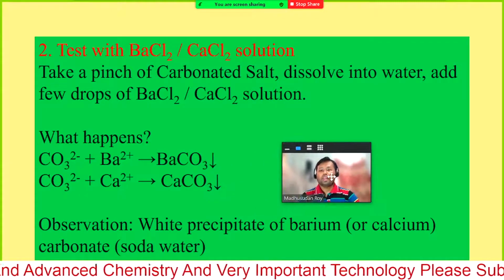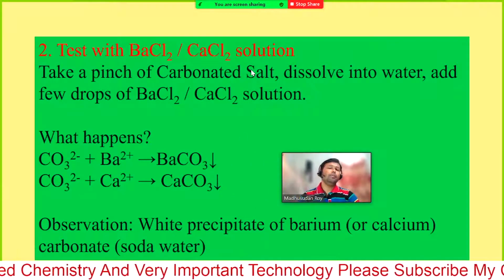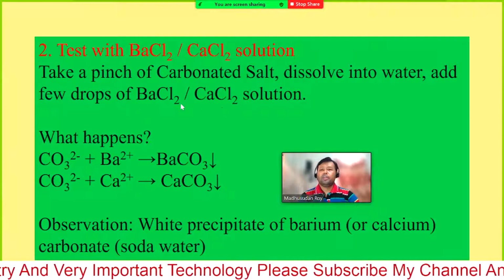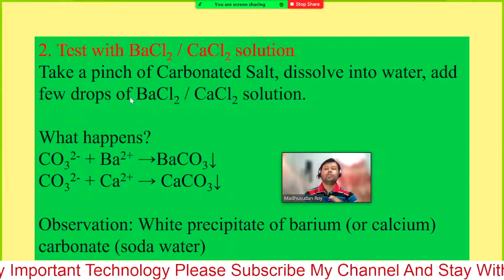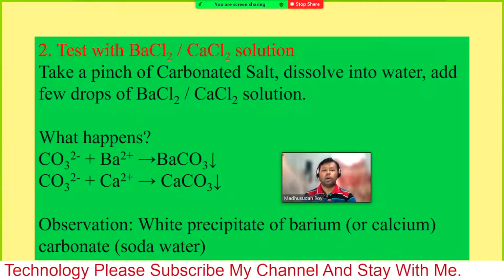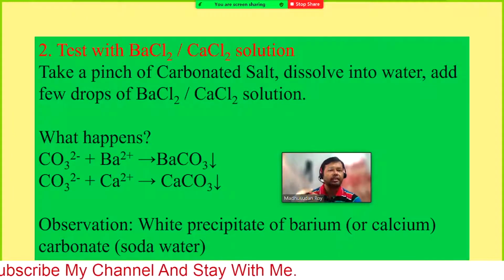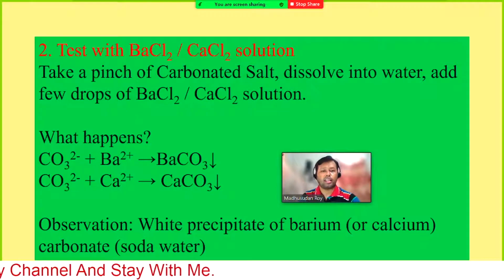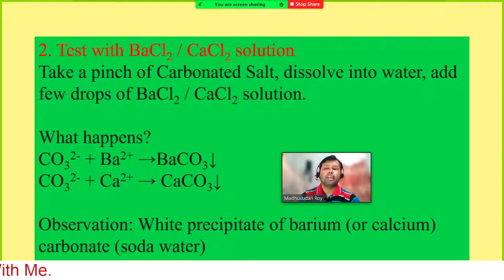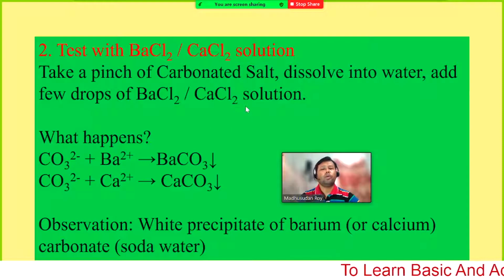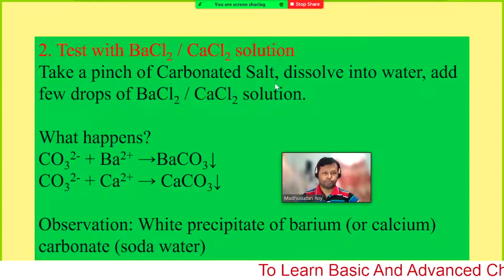So, test with barium chloride or calcium chloride solution. Take a pinch of salt and dissolve it into distilled water. Previously we took a solid sample, so we didn't need to dissolve it. Now just take a pinch of carbonate salt, dissolve it into water, and add a few drops of barium chloride or calcium chloride solution.